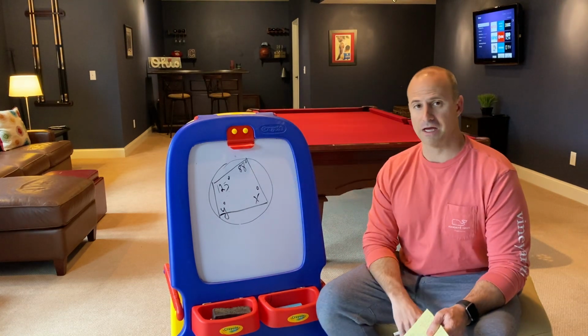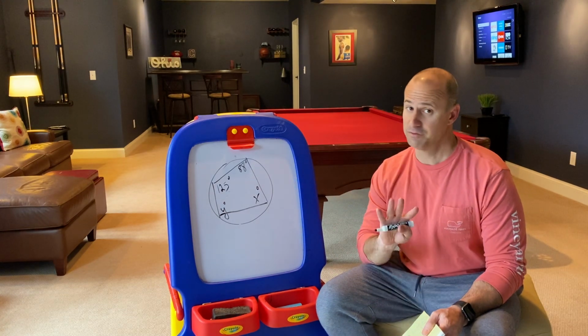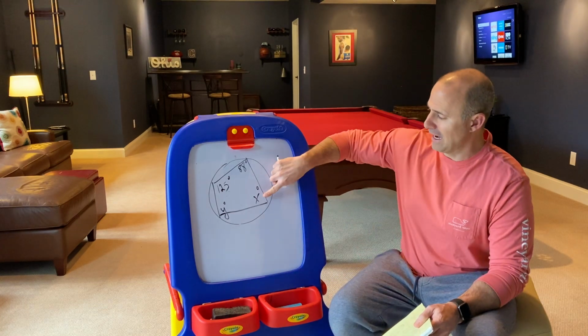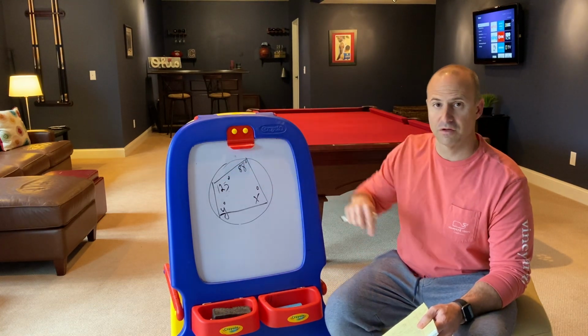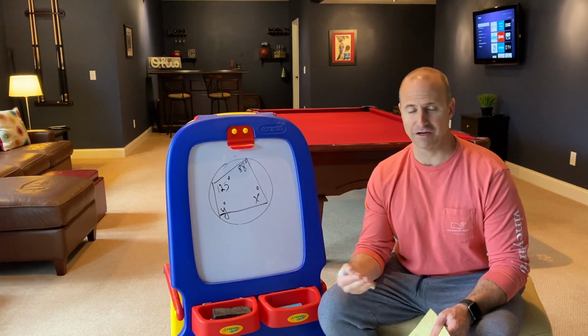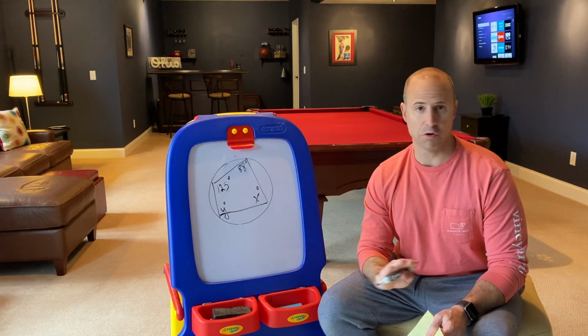So here it is. When you have a quadrilateral inside of a circle, it has to be four-sided, by the way, the opposite angles are supplementary, meaning they add up to 180, no matter what.